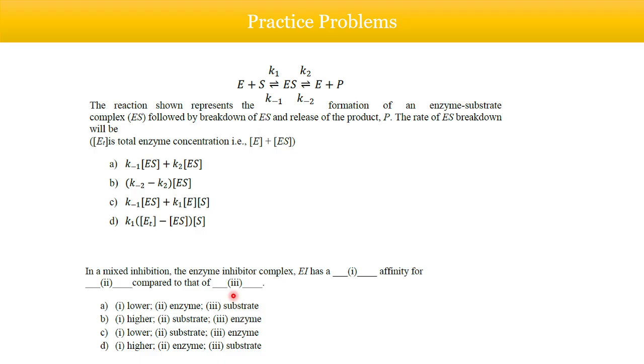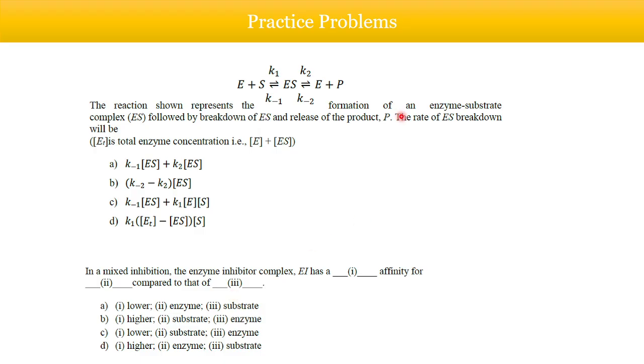Okay, so you try to do this. What is the first one? The reaction shown represents formation of an enzyme substrate complex followed by breakdown and release of product P. The rate of ES breakdown will be? So what will be the rate of ES breakdown?